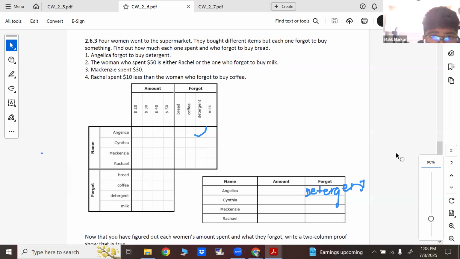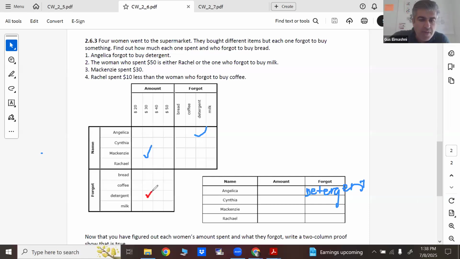The woman who spent $50 is Rachel, or the one who forgot to buy milk. Mackenzie spent $30. Okay, and Rachel spent $10 less than the woman who forgot to buy coffee. Wait, so do I check this off too? How do I read this? Okay, so she forgot detergent. Oh, so that means Angelica spent $30, right?